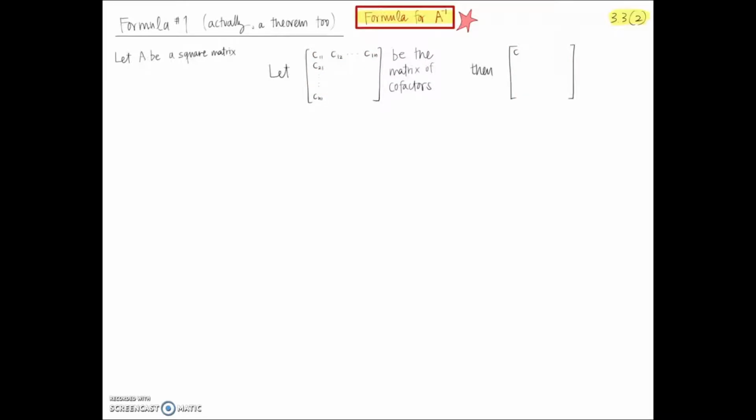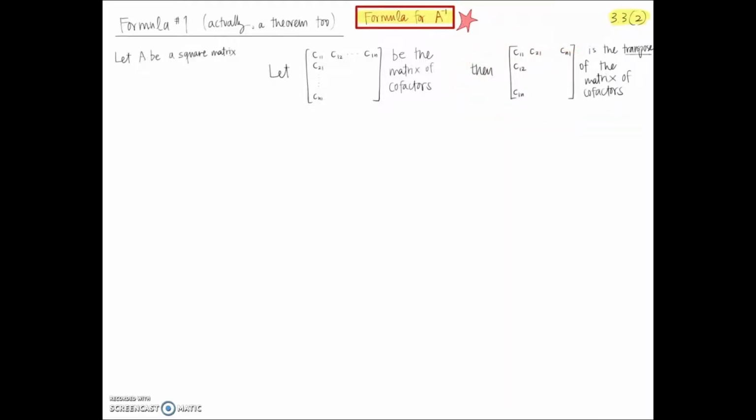So let's see, that would be the C11, the cofactor of the 1, 1 position, and then we're taking that row and making it into a column. And this would be C21, C31. And all of these are filled in. So this is the transpose of the matrix of cofactors, and this has a special name. It's called the adjoint of A.